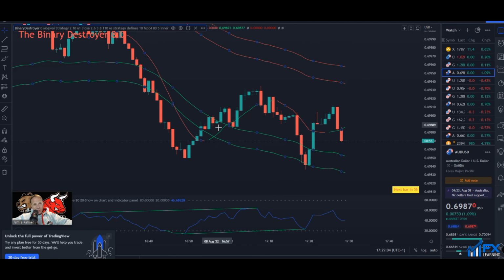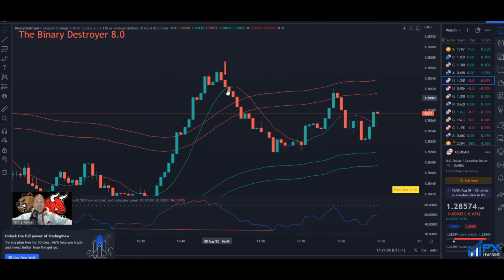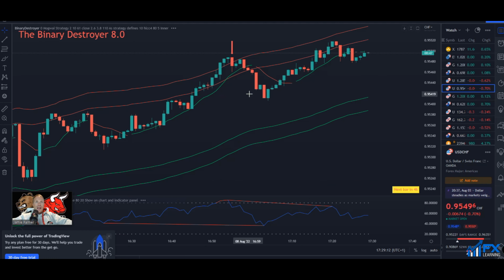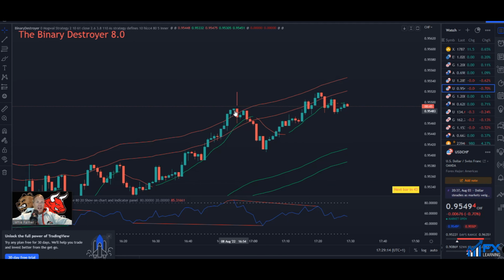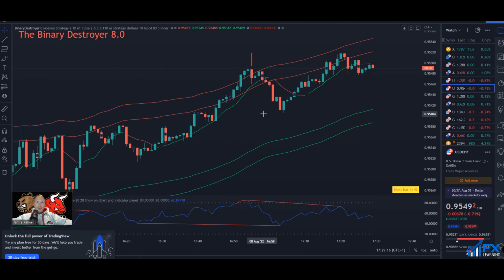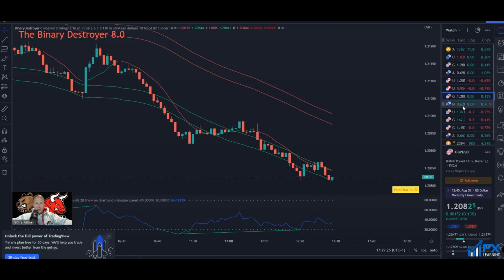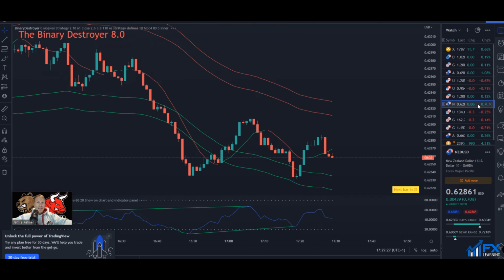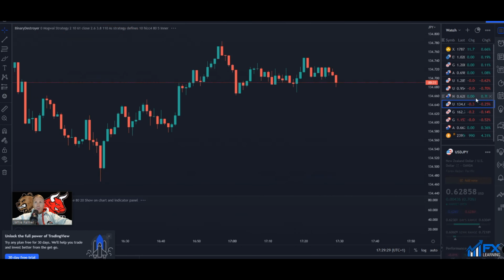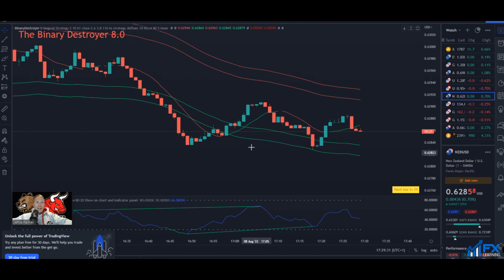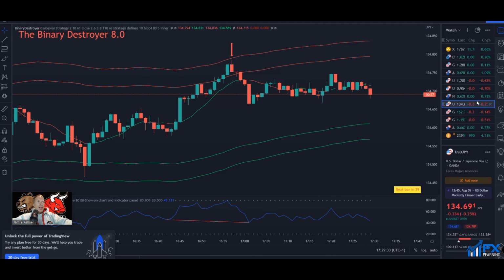AUDUSD, no setup on AUDUSD. USDCAD, we had a nice little sell at the top, which is good. No setup at the minute. USDCHF, we had a nice little sell. Probably, I mean, you might have got a few pips out of that one, but still a strong uptrend on that one. GBPUSD, I just looked at that one. I don't know why I've got GBPUSD twice. Let me get rid of one of them. What was the other one? NZDUSD. Again, no setups on NZDUSD.